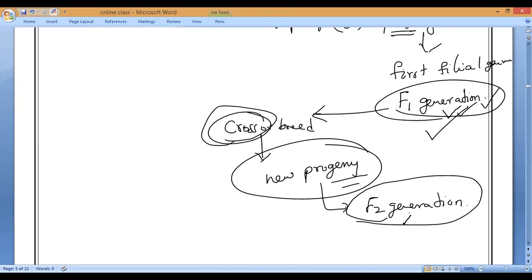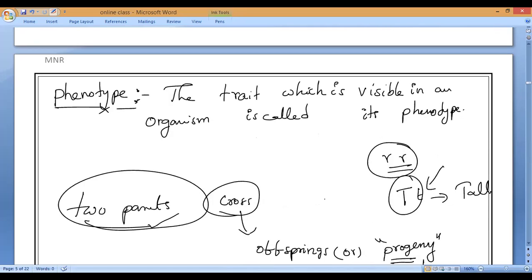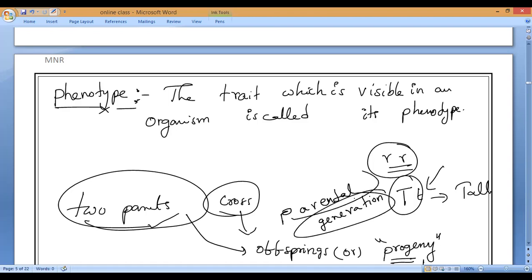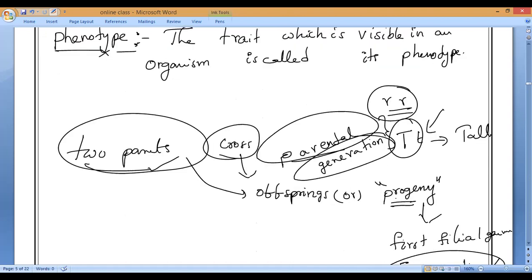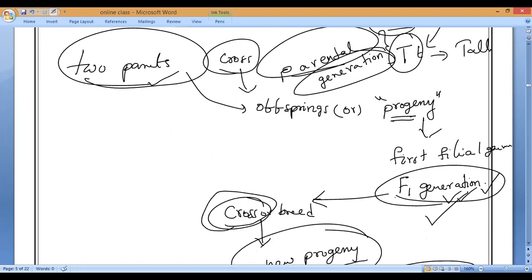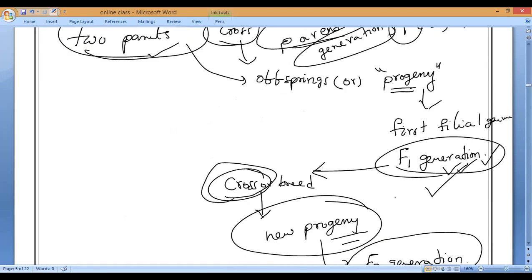The generation which is produced by F1 progeny is called the F2 generation. The mother and father who give the F1 generation are called the parental generation. Because of the parental crossing, we get the first offspring. That is called the parental generation, the children are the F1 generation, and the grandchildren become the F2 generation.